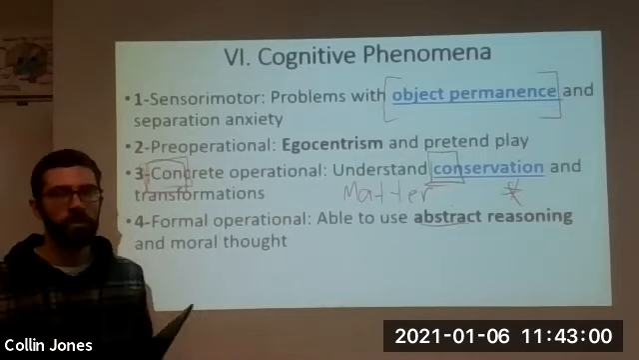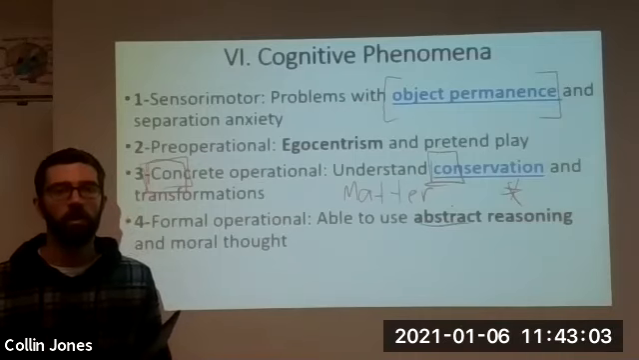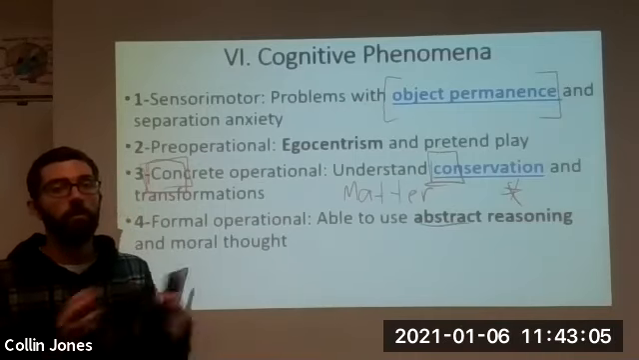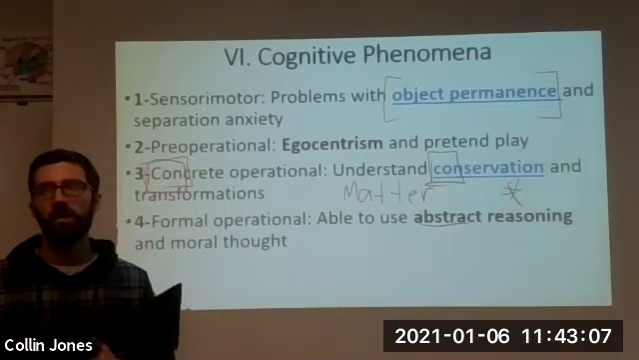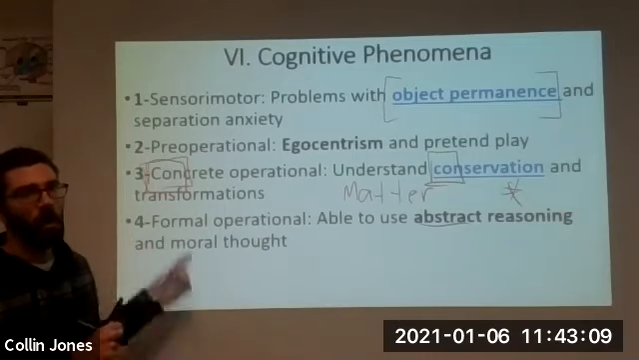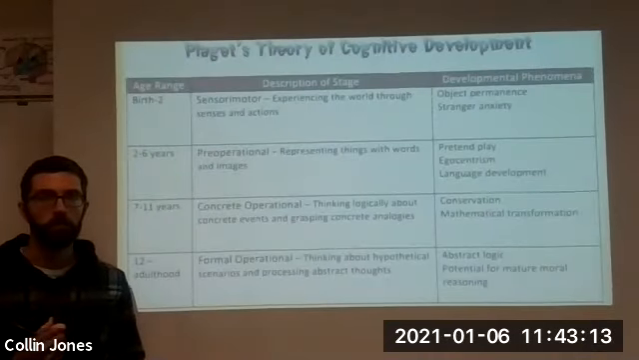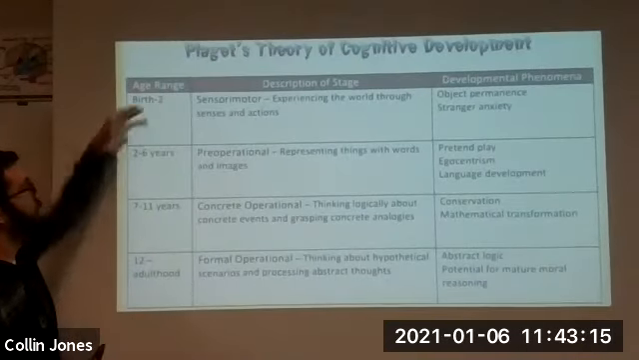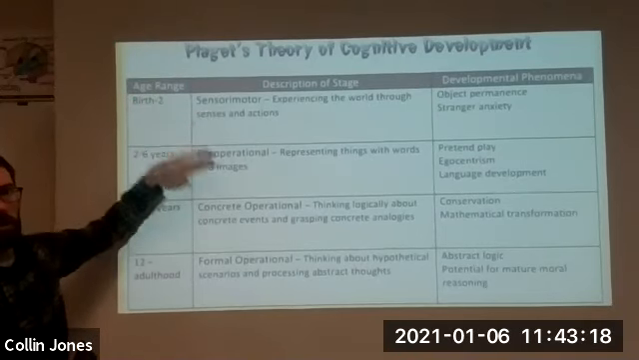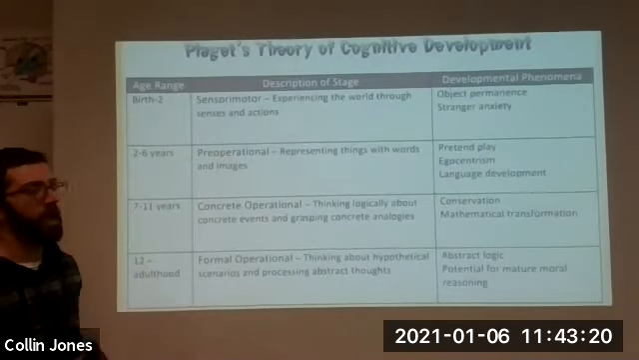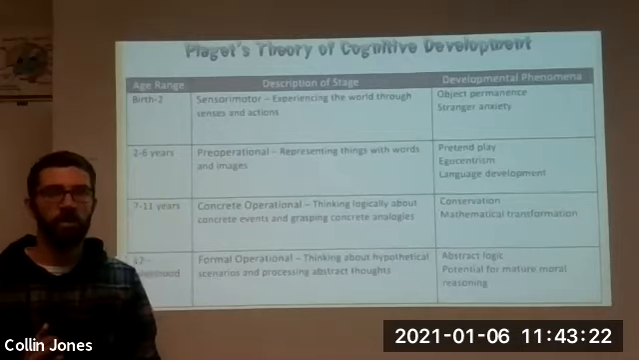Abstract reasoning is in the fourth stage. Hypotheticals, moral thinking. If I do this, what will the result be? Being able to use their imagination to predict the future, all of that happens in the fourth and formal stage. So this is his theory. From birth to 2 years old, SPCF, the 4 stages of Piaget's theory.